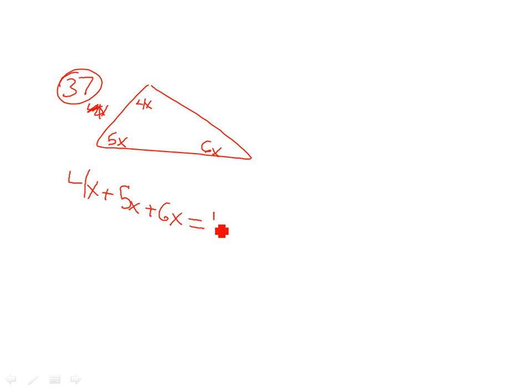Equals 180. Three angles of a triangle have to add up to be 180. So look at the equation that she set up. Then you got to do what? Collect all the x's. 4x plus 5x plus 6x is how many? 15x equals 180. Then what do you do? 180 divided by 15. So x equals what?